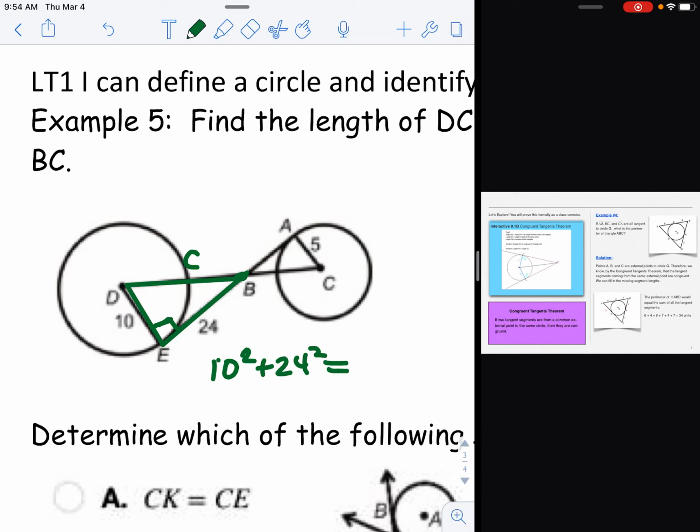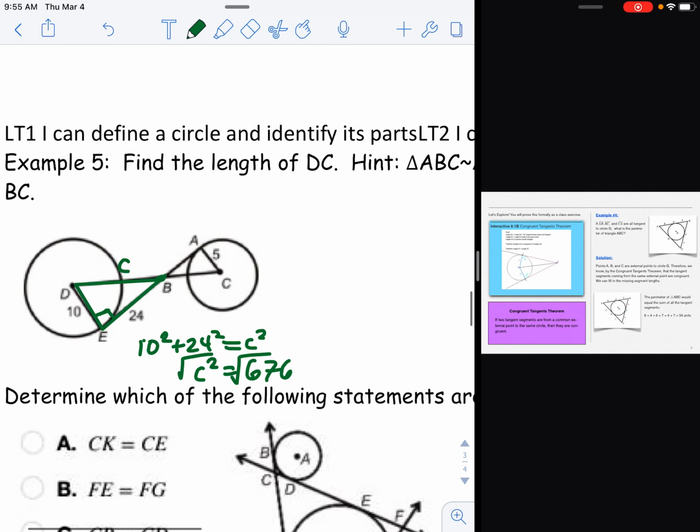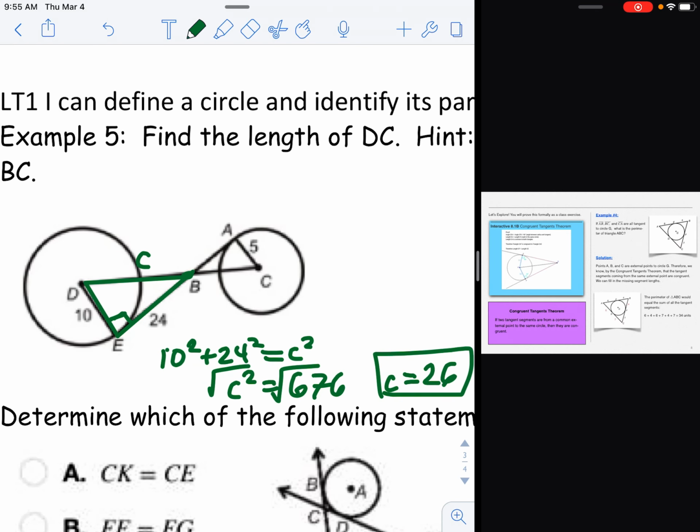So 10 squared plus 24 squared equals C squared. C squared is going to equal 676, which then you take the square root of both sides. C actually equals a nice, crisp, clean whole number, 26. That's kind of convenient. Nice. All right.